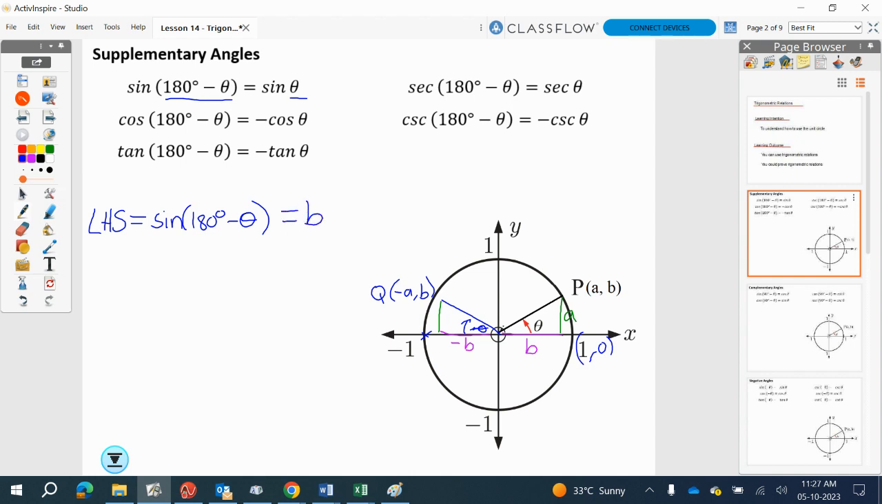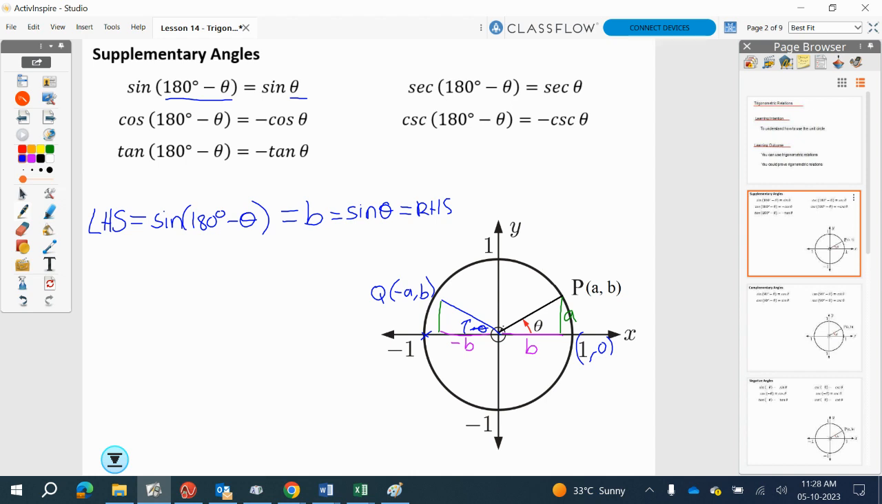And we're using point Q because we're talking about 180 minus theta. Now, the right-hand side has the sine theta. So what is the sine value at point P? It's also B. This proves that these two are the same. This is also B. This is sine theta. Now we're there at our final answer, sine theta. This is the right-hand side. Done. That's it. We've shown the first one.